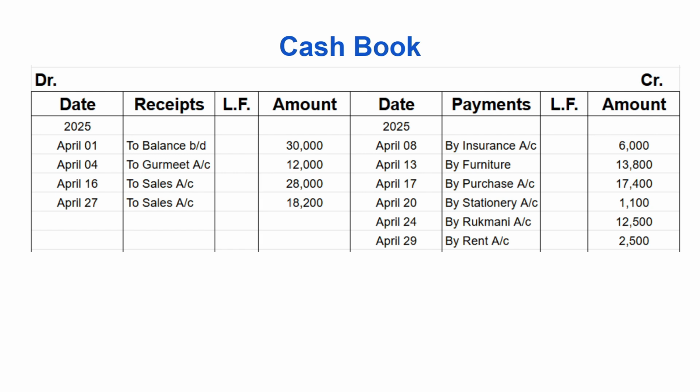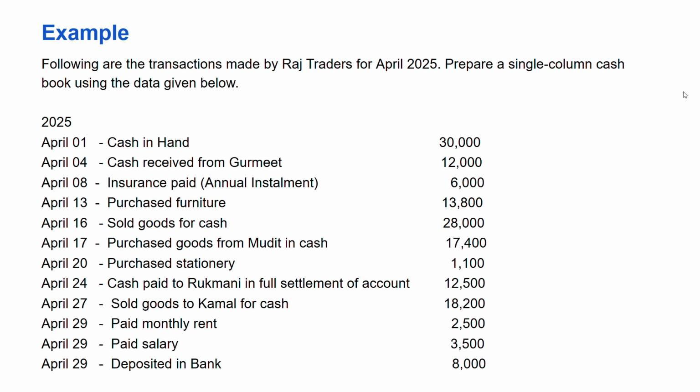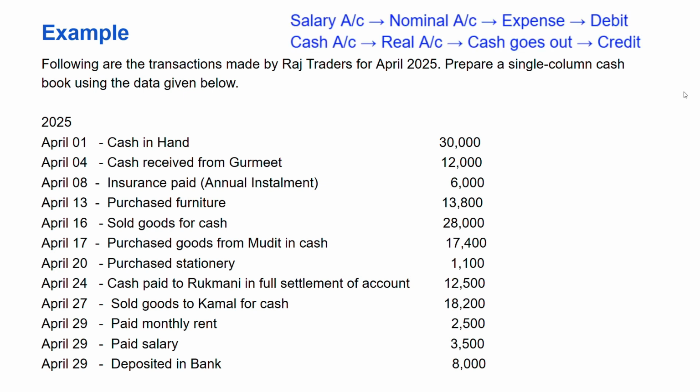Next. April 29, paid salary 3,500. Here the two accounts affected are salary account and cash account. Salary account, it is nominal account and salary, it is an expense. We are paying to the employees. So expenses, so debit all expenses and losses. And cash account is real account and cash goes out of the business. So credit what goes out.